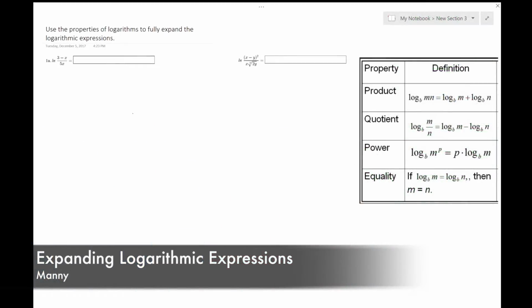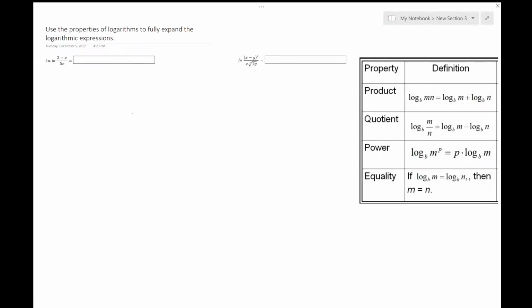Hello. In this video we're going to be going over how to fully expand logarithmic expressions using the properties of logarithms. So I have a list of them right here with the properties. And it looks like for these two problems right here, I'm only going to have to use the product, the quotient, and the power rule. So let's go ahead and start with the first question.